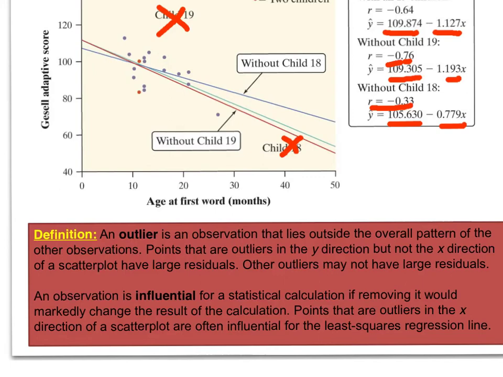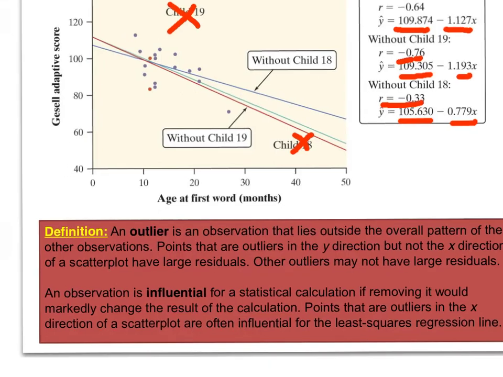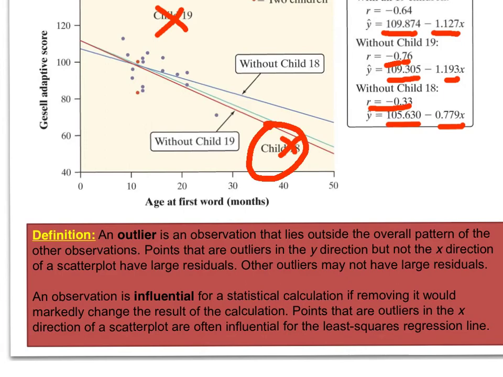An influential point is a point that, if you were to remove it, makes a big difference in your regression equation, both in terms of your slope and y-intercept. So child 18 would be influential because that made a big difference in our regression equation. Our slope, y-intercept, and R value all changed dramatically, whereas child 19, which is an outlier, did not make a big difference. Usually influential points are different along the x-axis. Child 18 was far to the right of everything else, while child 19, the outlier, was different in the y-axis. It was higher than everything else. So that's the difference between the two types of points, an outlier and an influential point.